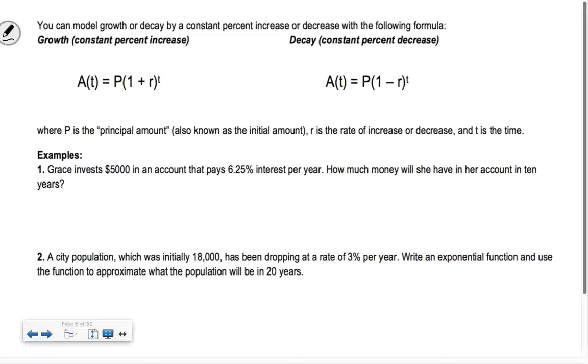Does that make sense? So if I have taxes, and the sales tax is 7%, what do I multiply my final amount by? I multiply by 1.07, right, to get my sales tax. We do this. These are where these come from. So if I have a percent growth, I'm adding. It's a number bigger than 1, so I'm doing 1 plus the rate. But if it's a percent decrease, I'm subtracting. So on this first problem, it says Grace invests $5,000 in an account that pays 6.25% interest per year. So in math, we write that as 0.0625.